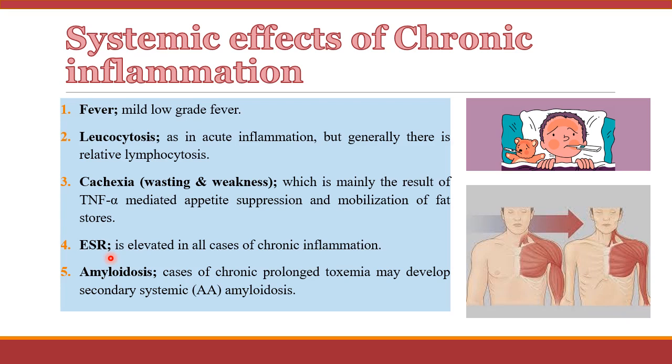So these proteins will start to be harmful themselves and will be toxic to the body. It will start to precipitate in many organs, leading to a disease. So now the chronic inflammation has led to another disease, which is called amyloidosis. What is the meaning of amyloidosis?